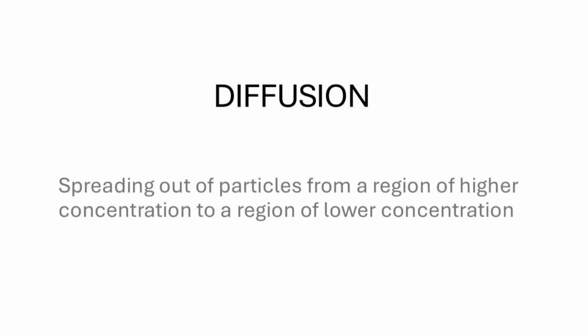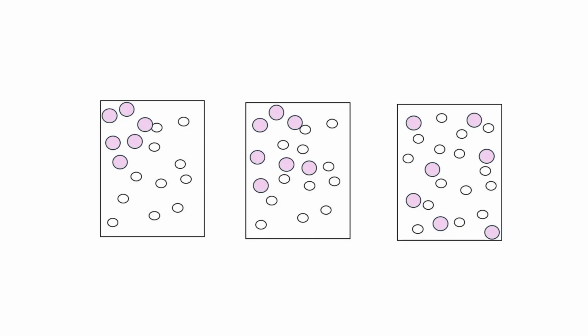Now let's talk about diffusion, the process by which particles move from an area of high concentration to an area of low concentration due to their random movement. When a bottle of perfume is opened in a room, the gas molecules from the perfume spread throughout the room due to diffusion. Eventually, the scent can be detected all around the room as the gas particles have moved from the area of high concentration, near the bottle, to areas of lower concentration.